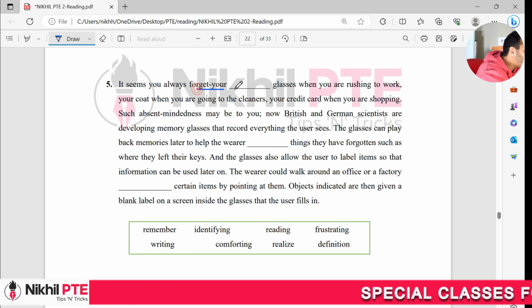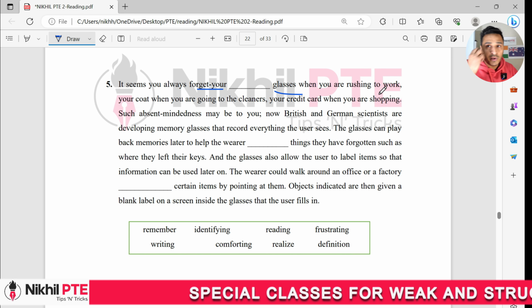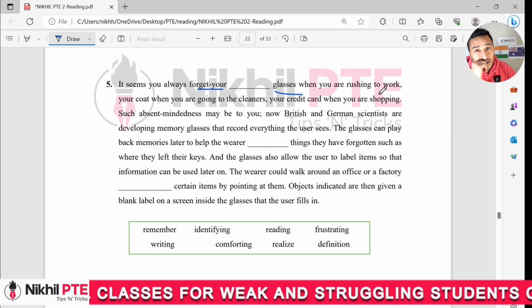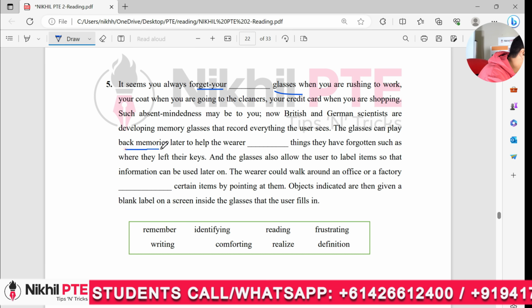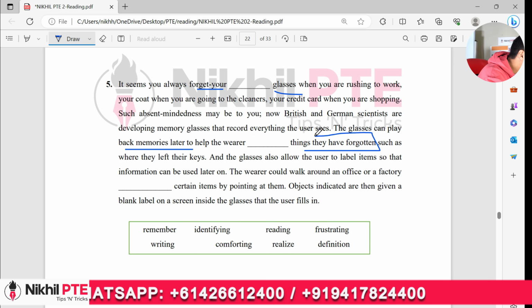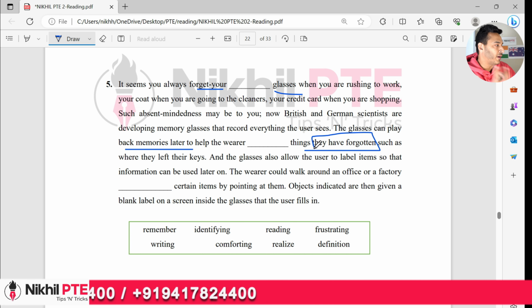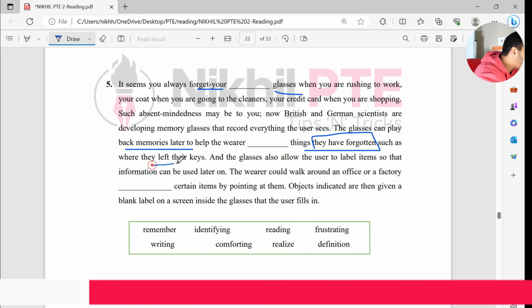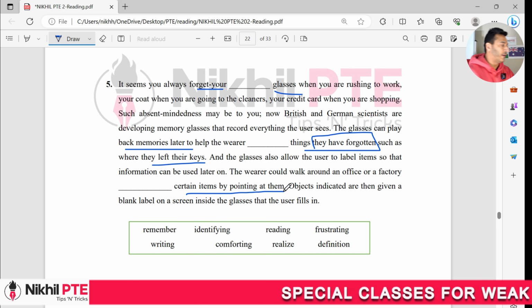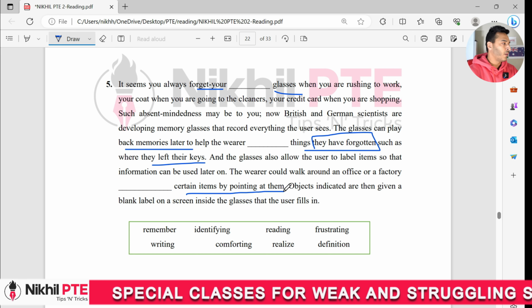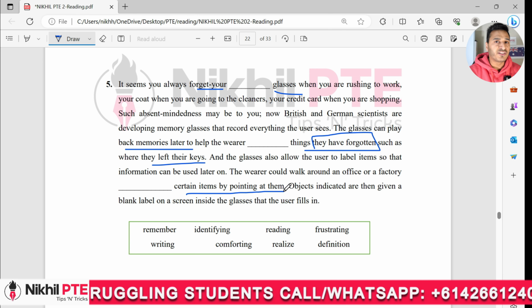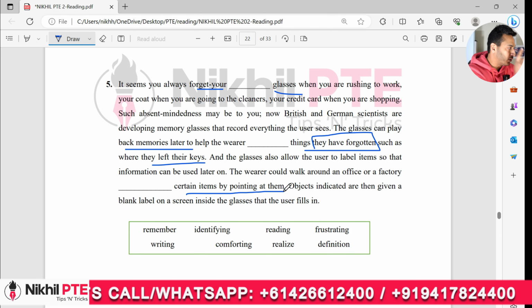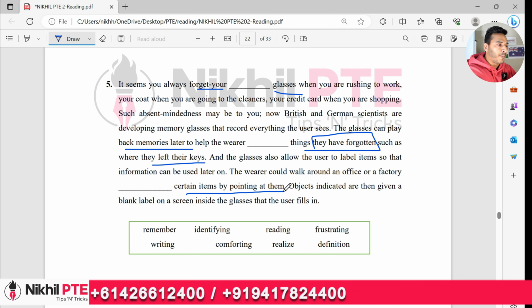It seems you always forget your dash glasses. Why are you putting your glasses on ice? Why? And back memories, things they have forgotten. I'm giving you some clues so that you can understand where they left their keys. And the last one is certain items by pointing at them. So you will stop my video, understand the situation, and write down your answer in the comment section. In the description, I am going to write answers for this question as well along with the previous one.